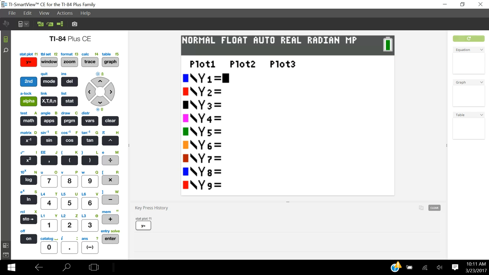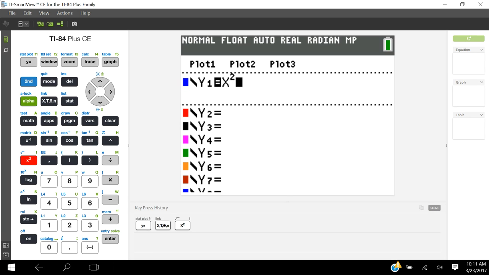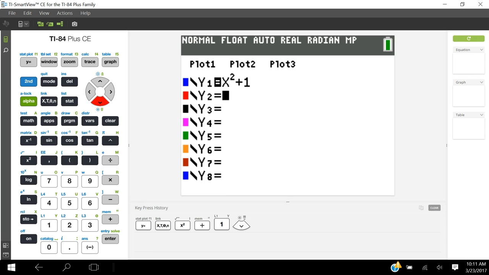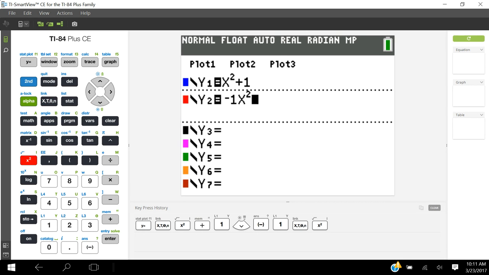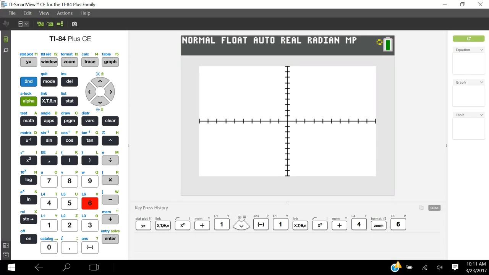So let's go to y equals x squared plus 1. And then in y2, I'm going to put negative 1 times x squared plus 4. I'm going to do zoom 6. Okay, I flipped it over. And I did that wrong, right? It should be plus 6.